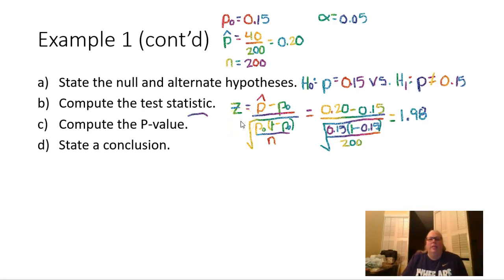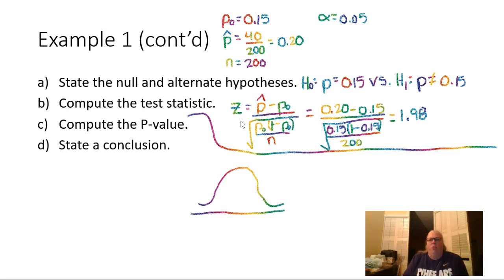All right, part C is asking us to compute the p-value. Now, let's take a look at the picture for this. The p-value is going to be the area under my normal curve, and because this is a two-tailed test, we're going to want to know the area of the curve that is more than 1.98, but we also want to know the area of the curve that is less than negative 1.98. And these two areas added together are going to be the p-value.